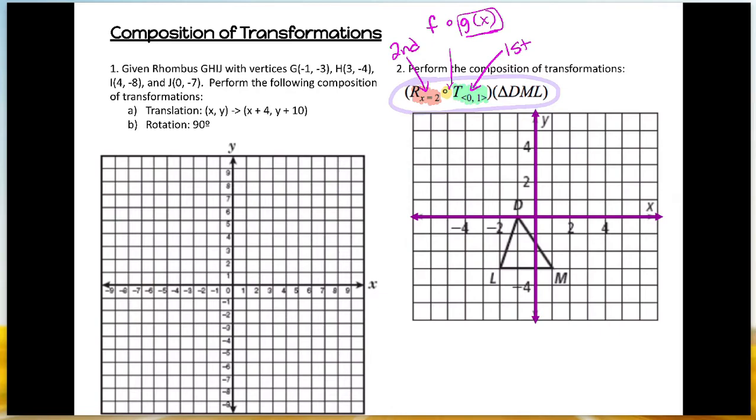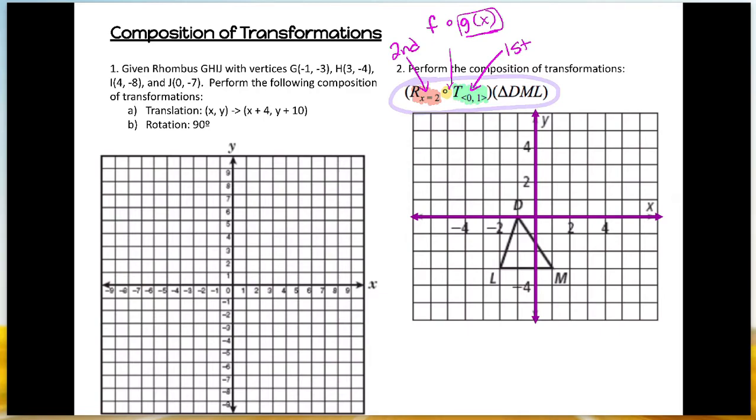We're taking triangle DML, and we are first translating it with that rule, where the x is not changing at all. That's what that 0 means. And 1 means we're going to go up 1. Then it's followed by a second step, which is a reflection over the line x equals 2. Capital R is for reflection, and x equals 2 tells you the line of reflection, which is a vertical line at an x value of 2. I'm going to take the triangle DML, which is graphed. When I made this graph, it was kind of hard to see the x and y axis, so I made them in a different color to help them stand out.